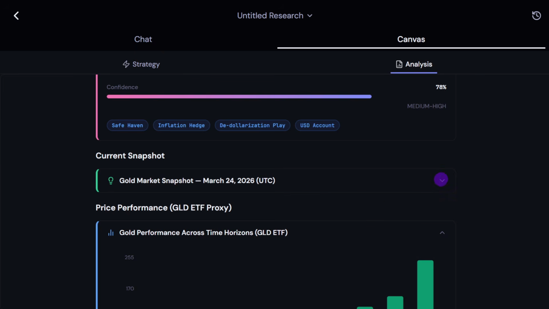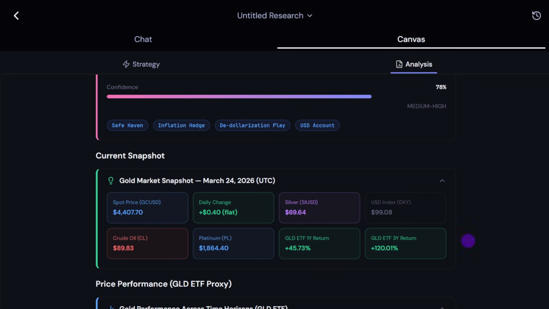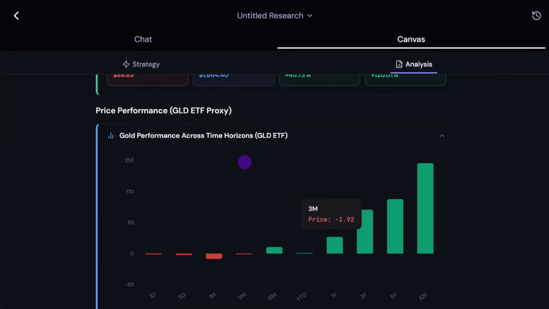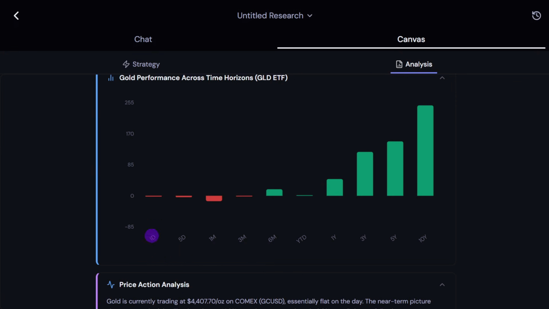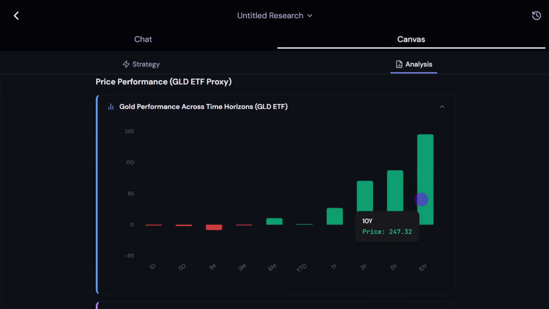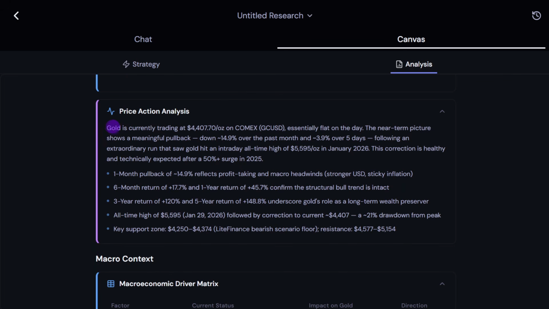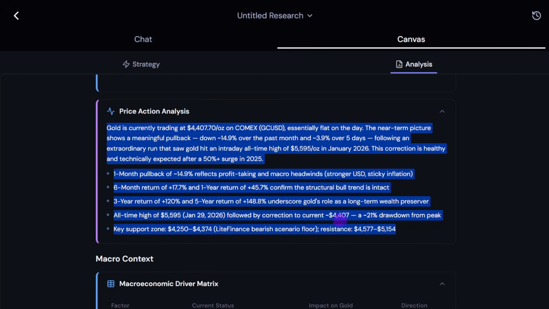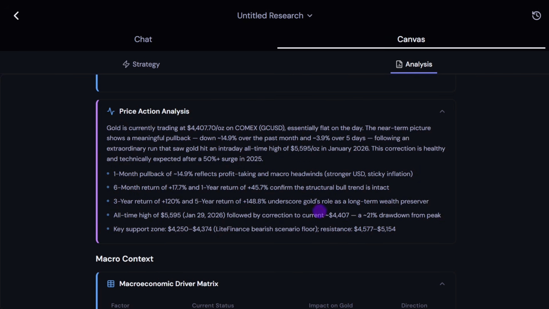The snapshot section gives an overall view of the market. So we have silver, we have platinum, we have crude oil, and so on. You also have the price performance of gold during the last day, 5 days, 1 month, 3 months, 10 years, and so on. So you can see how it's behaving through time as well. Now, if you like price action analysis, you have it here. We have the pullbacks, the strong support and resistance levels. Everything is mentioned here, mainly the main drivers of the price.